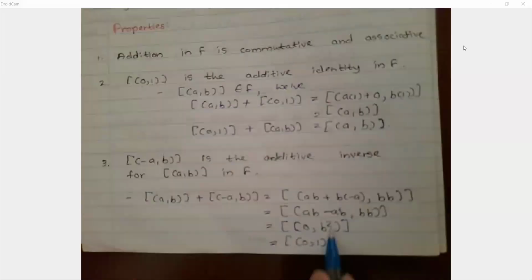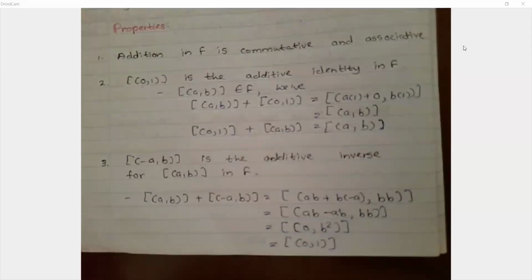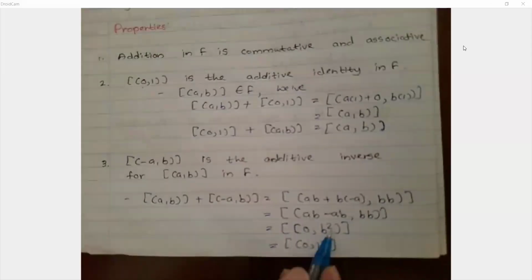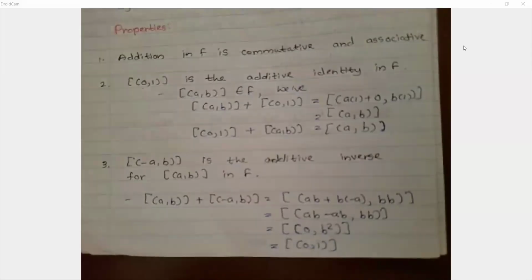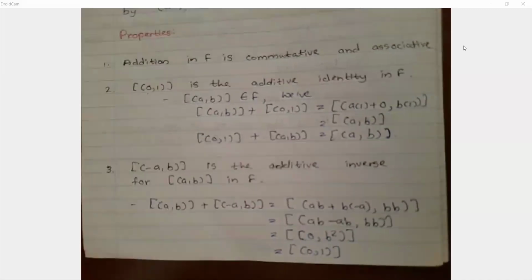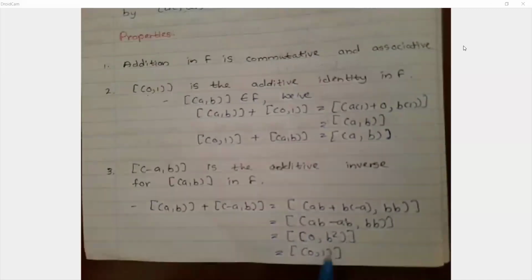This is the same equivalence class. That means these two representatives are equivalent. If they are equivalent, that means the element 0, b squared and 0, 1 are equivalent under the relation tilde. If they are equivalent, they belong in the same equivalence class. So that is exactly what we are going to show next. We are going to show that these two are equivalent.